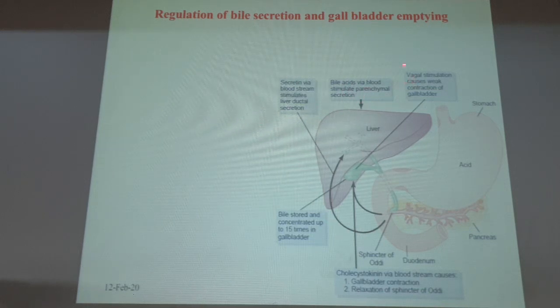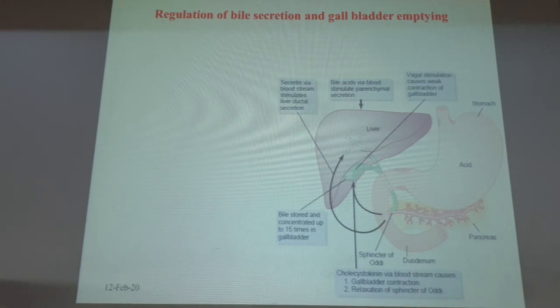We have vagal stimulation, which results in contraction of the gallbladder. We have secretin and cholecystokinin. Cholecystokinin will cause contraction of the gallbladder with relaxation of the sphincter of Oddi. But what does secretin do? It will stimulate the duct cells of the liver to secrete what? The bile acid independent part, sodium and bicarbonate.